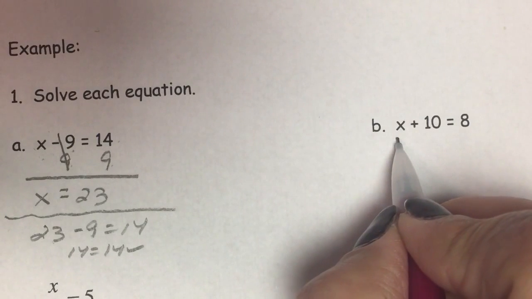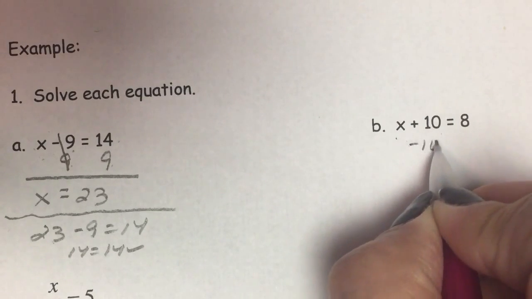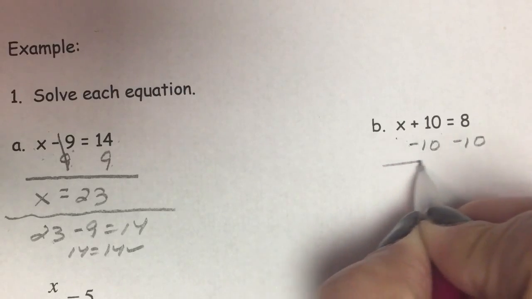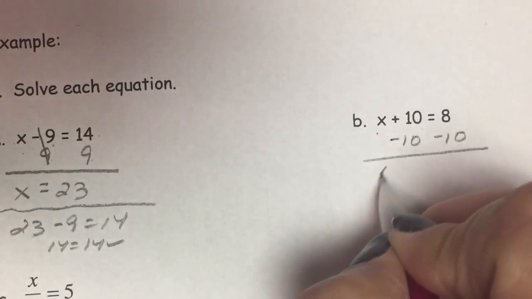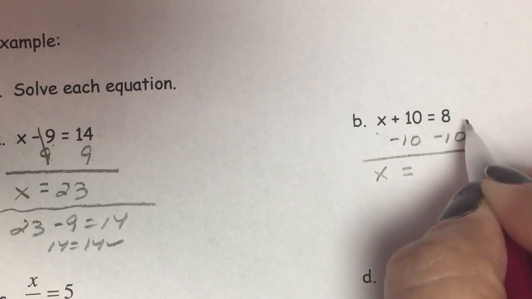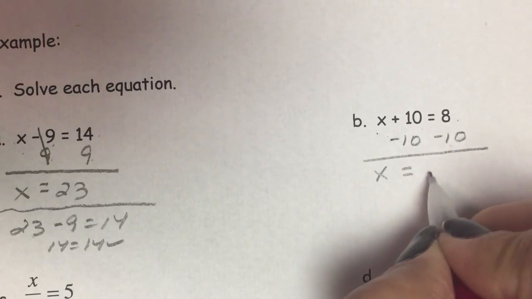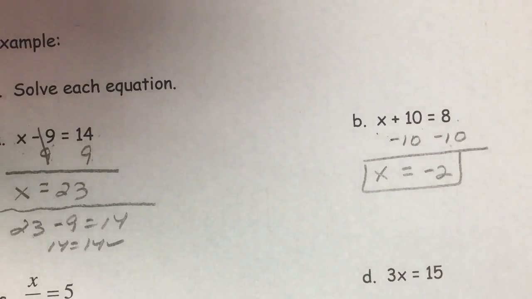Here, I want to get the x alone. Right now, it has 10 being added, so I'm going to subtract 10 from both sides of the equal sign. So I'm left with x, and then 10 minus 10, those cancel out, and 8 minus 10 is negative 2. So there's my answer for that one. I'm not going to check that one.